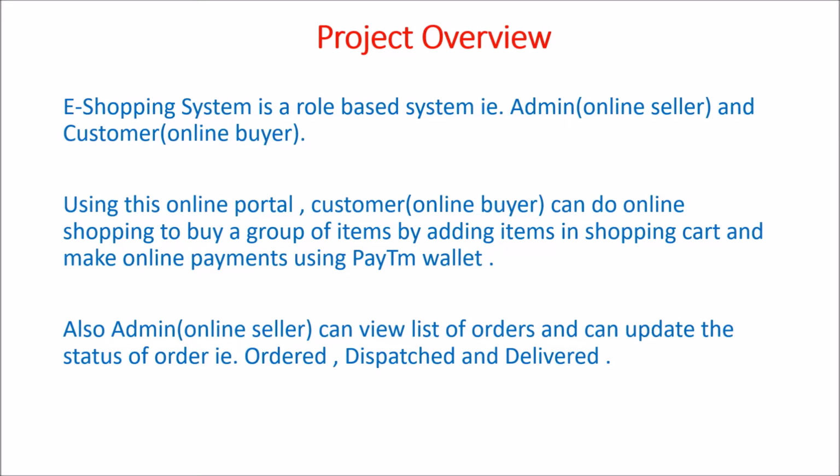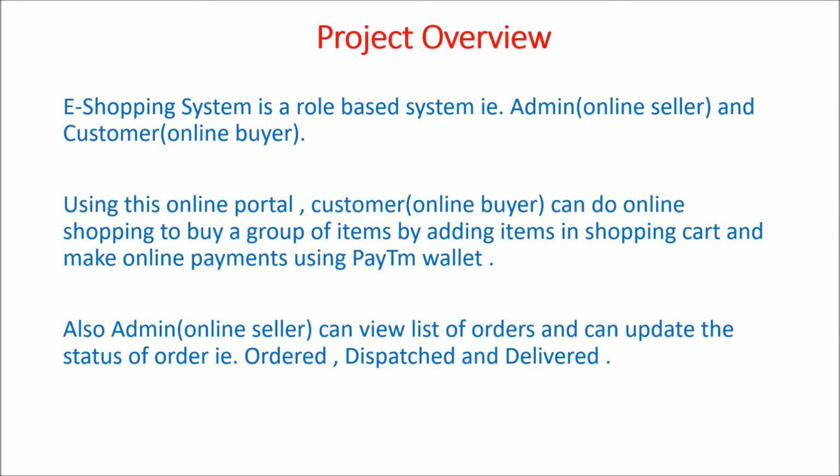The e-shopping system is a role-based system. That is, we have two roles: the admin and the customer. Admin is the seller, who lists his products or items on the portal, and customer is an online buyer, who selects the items or products, adds them to the customer cart, then checks out and makes the payment through payment gateways.